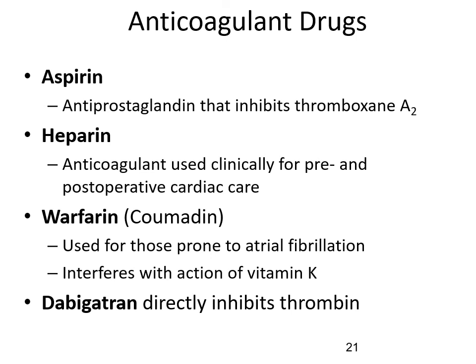Here's some other anticoagulant drugs. Aspirin is an antiprostaglandin that inhibits thromboxane A2. Heparin is an anticoagulant used clinically for pre- and post-operative cardiac care, and that binds up calcium. And warfarin or Coumadin is used for those prone to atrial fibrillation and also prone to strokes and producing blood clots. That interferes with the action of vitamin K. Remember, vitamin K is needed to produce 4 of those procoagulants. So without vitamin K, you can't make those, and so you essentially can't complete that coagulation cascade.